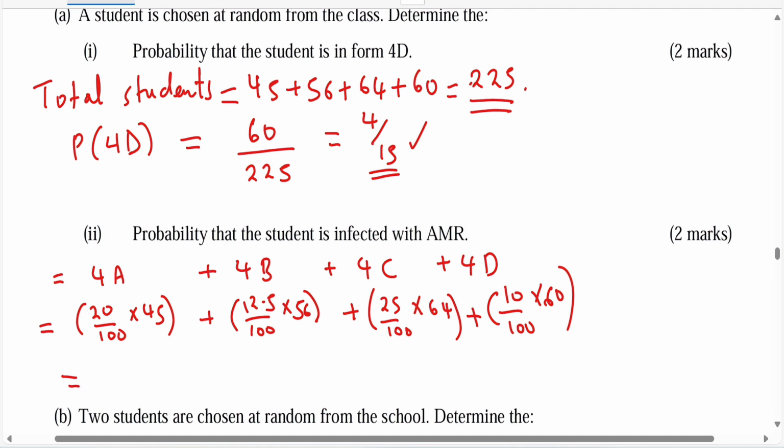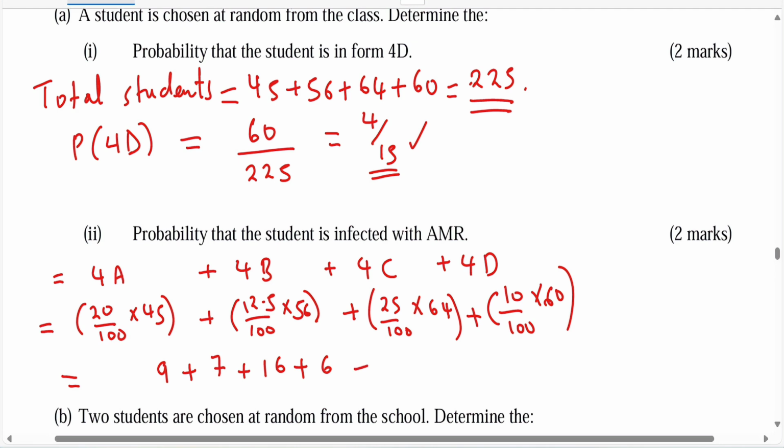So 20% of 45 is 9. 0.2 times 45 is 9. 12.5% of 56 should give you around 7. 25% of 64 gives you 16. And 10% of 60 gives you 6.